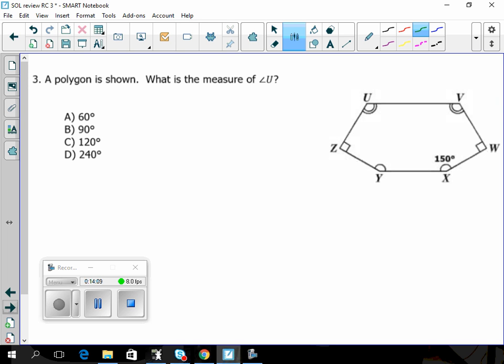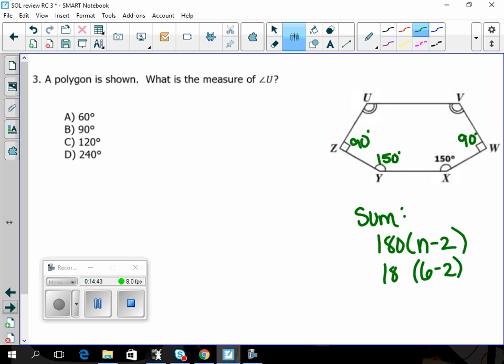In question 3, we're trying to find the measure of angle U. Well, I can see that U and V have the same measure. I can see that Z and W are 90. And I can see that X and Y are 150. That still doesn't give me U. How many sides does it have? In other words, what should the sum be? Well, that's my formula. Because it has 6 sides, we're going to plug in a 6. And then I have 180 times 4, and you should get 540.